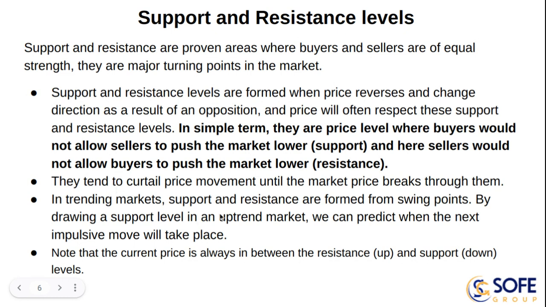Now, in trending markets, support and resistance are formed from swing points. By drawing support and resistance levels in an upward market, we can predict the next impulsive move that will take place. Note the current price is usually between support and resistance levels. For every price in the market, there must be a resistance level above and a support level below.